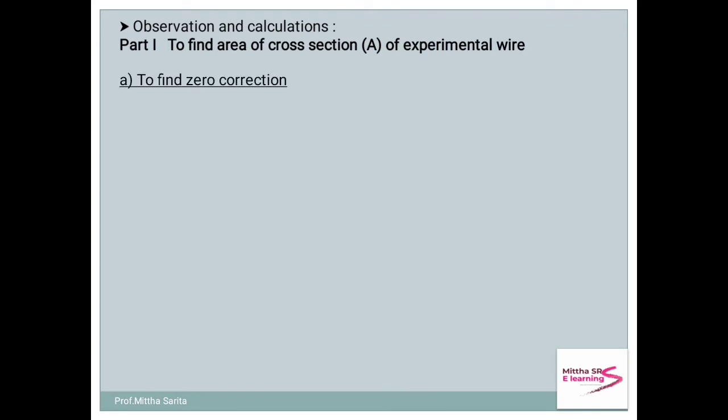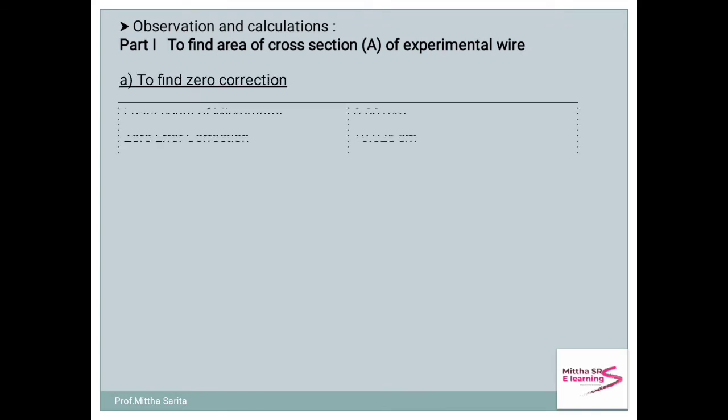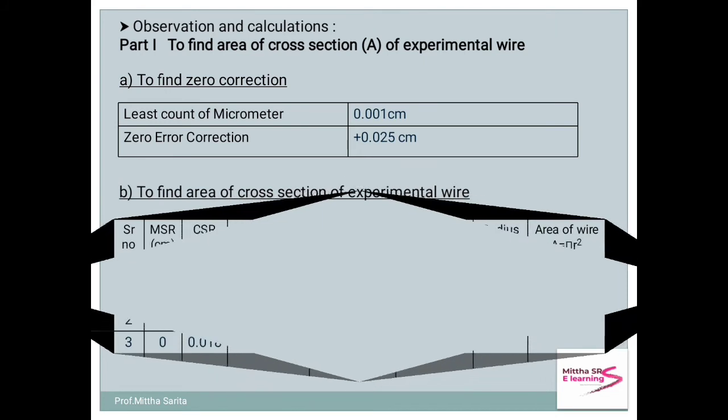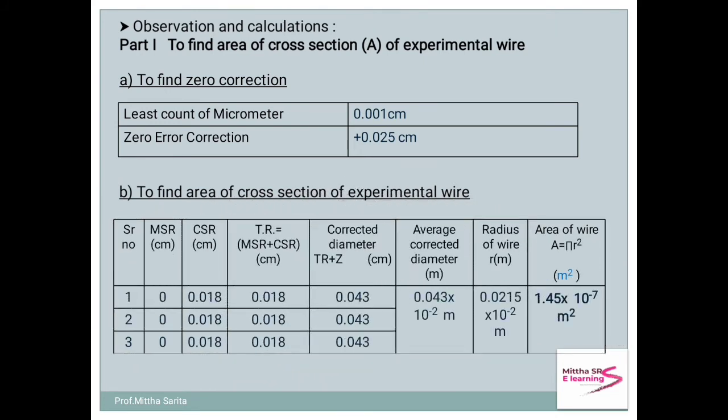Part A is to find the zero error correction. We are using a micrometer screw gauge to determine the area of cross section of the experimental wire, whose least count is 0.001 centimeter, and the zero error correction is 0.025 centimeter. Part B is to find the area of cross section of the experimental wire.